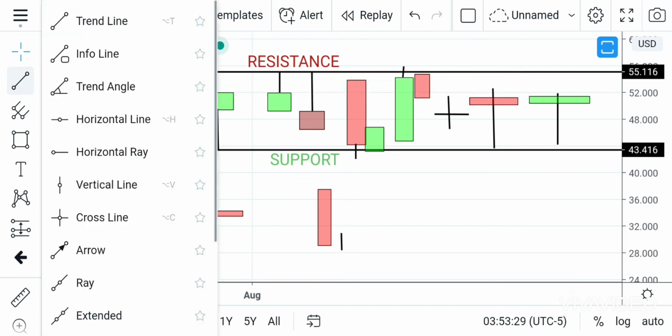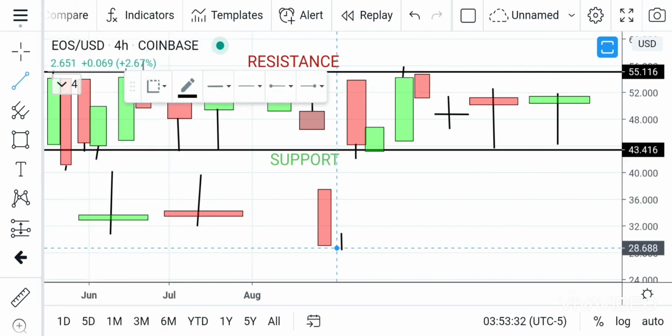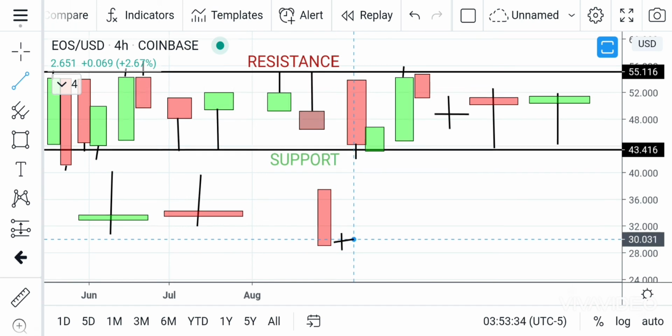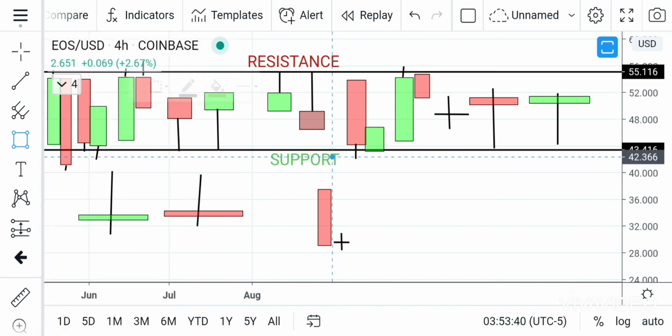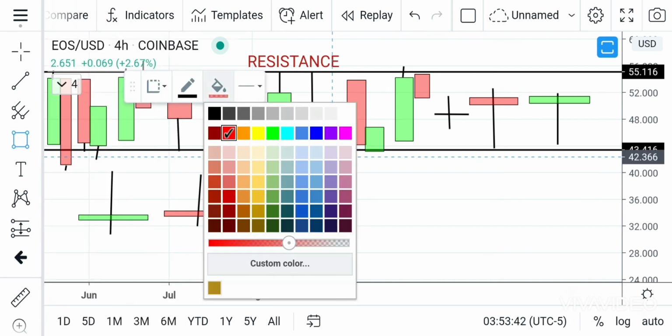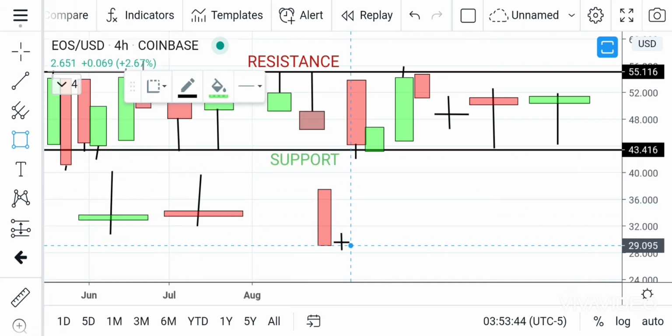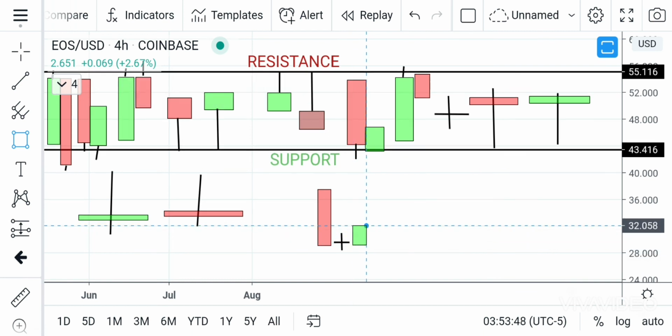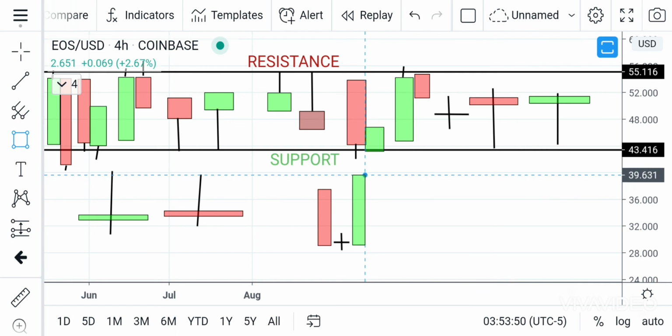So you are going to see it like that, showing you indecision in the market. And what happens next is that buyers stepped in with the third candle and pushed the price up above the first bearish candle.